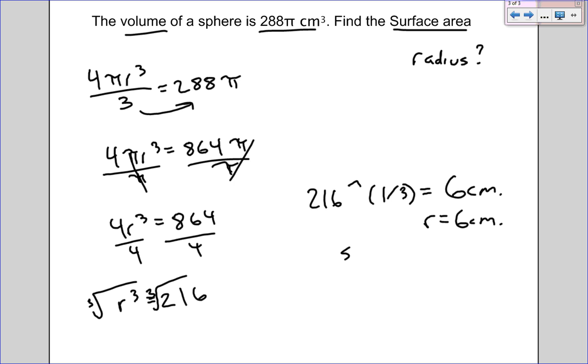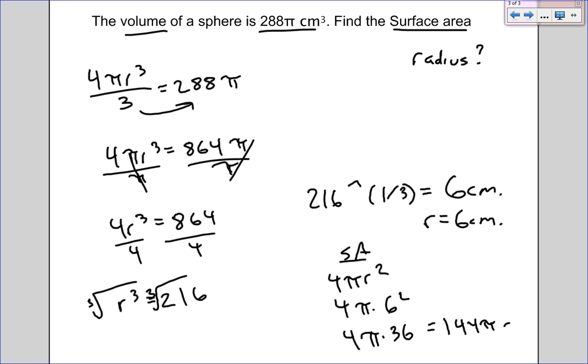Now to find the surface area, we just plug that into the formula. So 4 pi times 6 squared, 4 pi times 36 equals 144 pi centimeters squared.